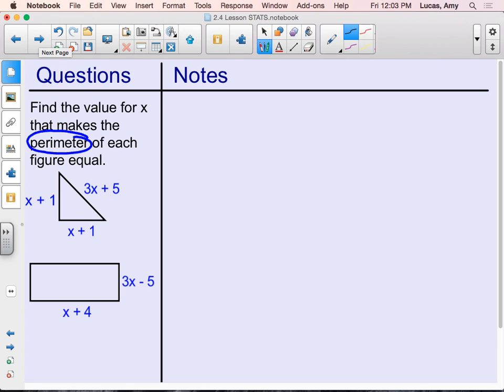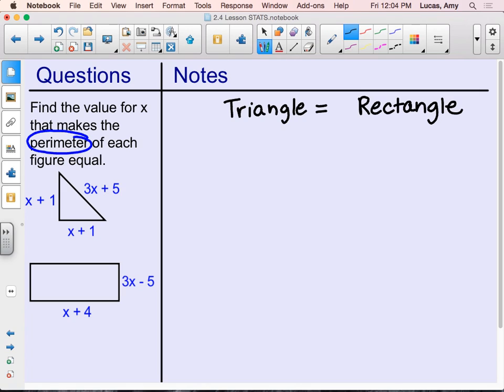So we need these perimeters to be equal, so I'm going to have the triangle, and that perimeter has to equal the rectangle. Perimeter means adding together all of the sides. So if I add together all of the sides on the triangle, I have x plus 1, another x plus 1, and 3x plus 5.